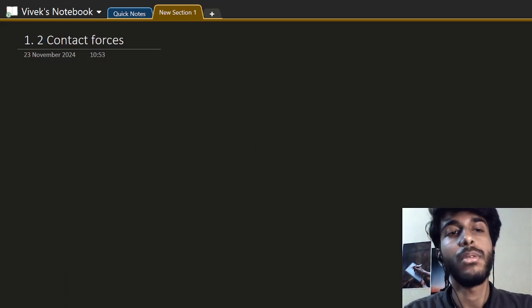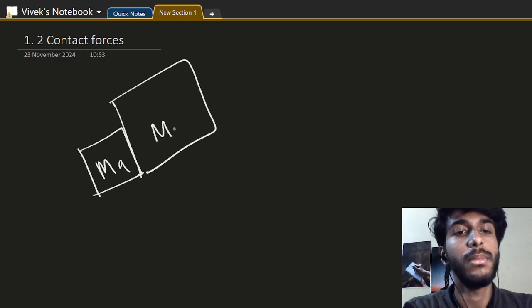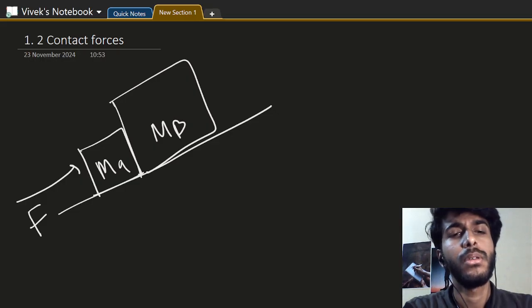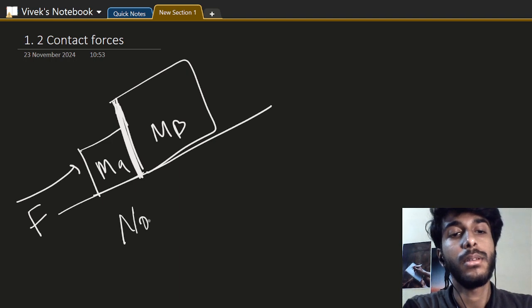Similarly, contact force usually needs contact between two objects operating on each other. Let us take an example. This is mass ma, another mass mb is there, and force F is applied. So there exists a normal force between these two surfaces, that is contact force. So this will come under the normal force.